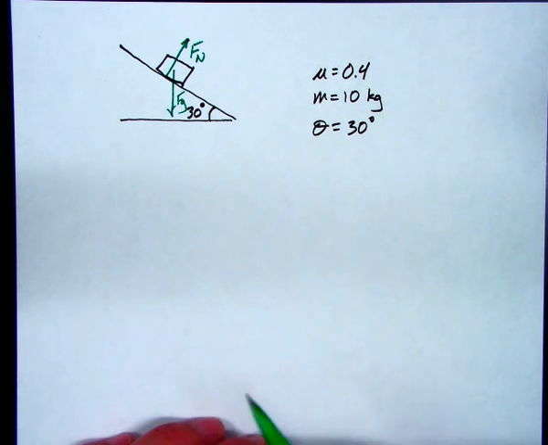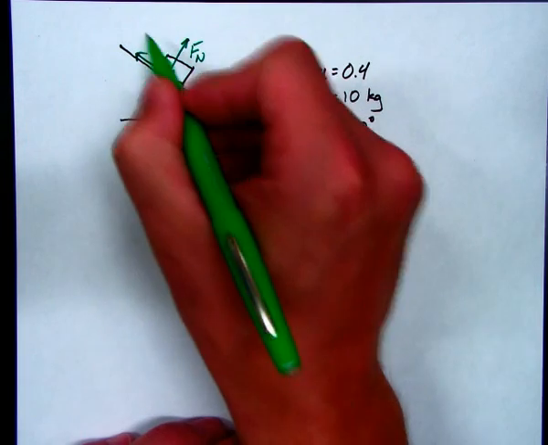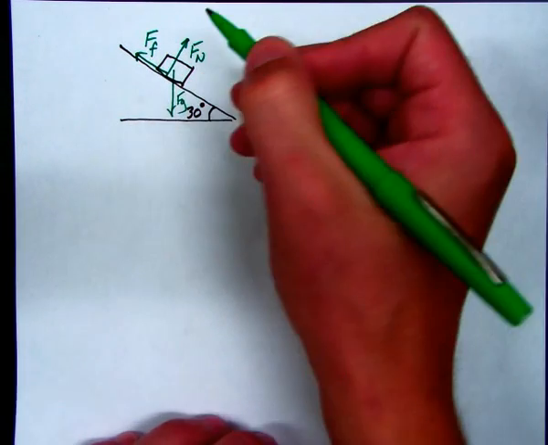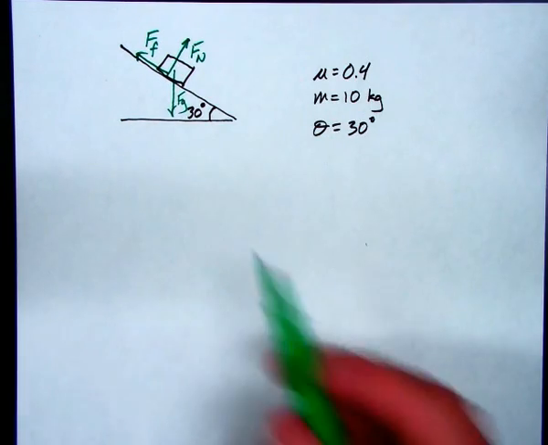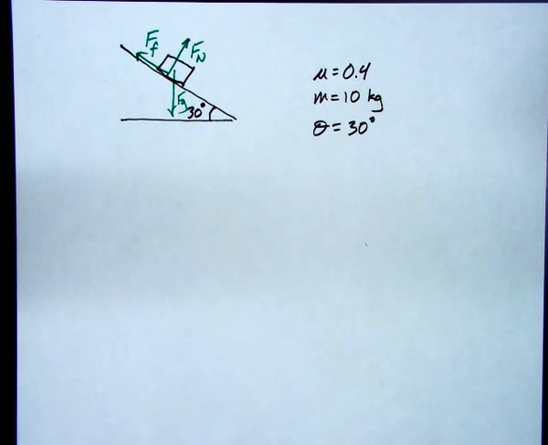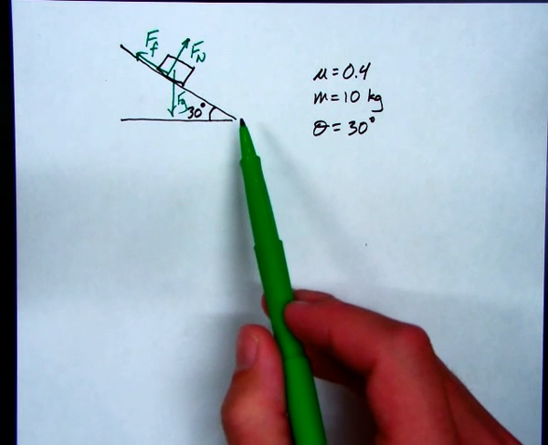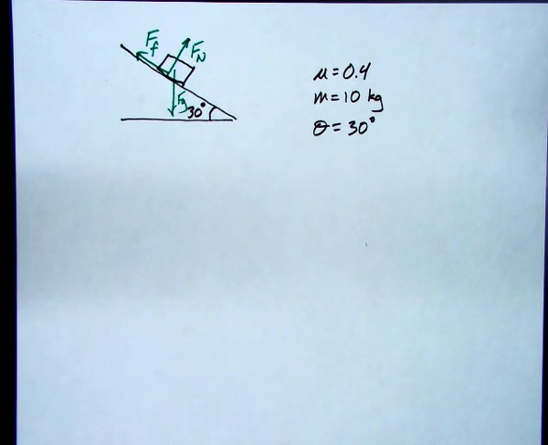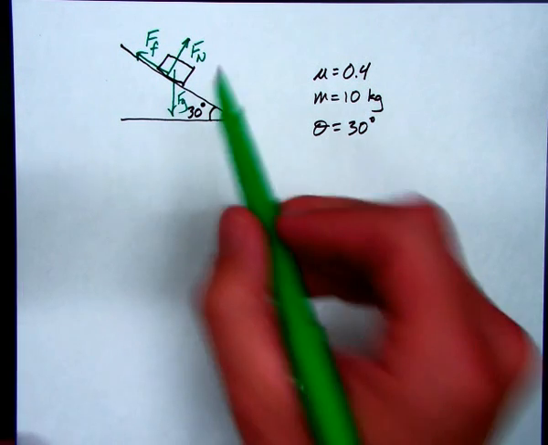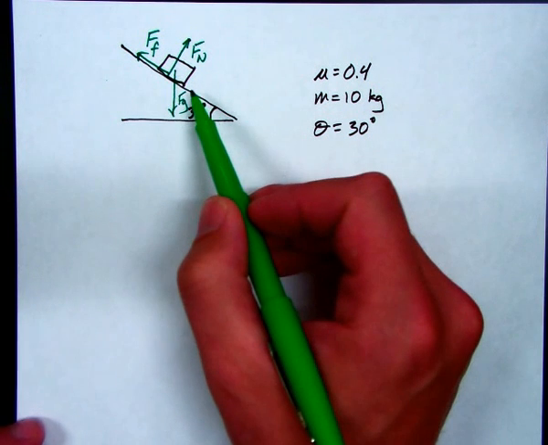And finally, we have friction. Friction always opposes sliding motion. So if we were dragging the block up the ramp, friction would be pointing down. But because the block would tend to slide down the ramp, friction acts up the ramp. Now it would be tempting to put an arrow pointing down because you have the sense that something is pulling this block down the ramp.